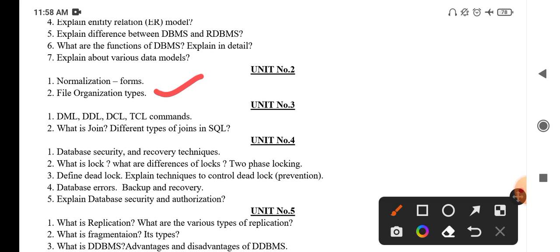So when you get the file organization question, first you have to write about the definition. After that, we have different types of file organization methods. One is sequential file organization, one is indexed sequential file organization, one is heap file organization, one is hash file organization. For all these four file organizations we have to write the definitions, and explain the advantages and a few disadvantages.